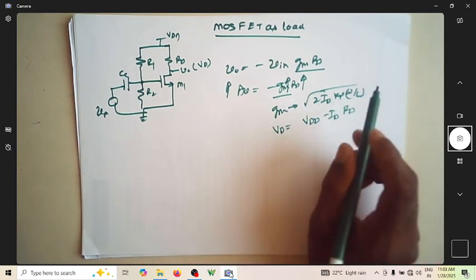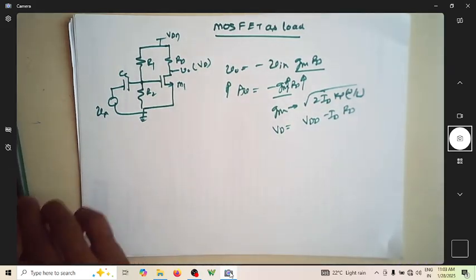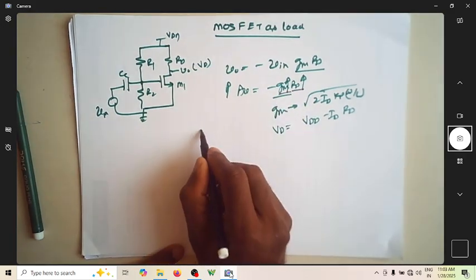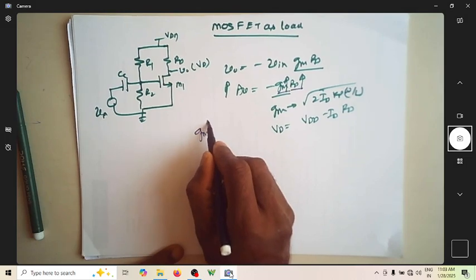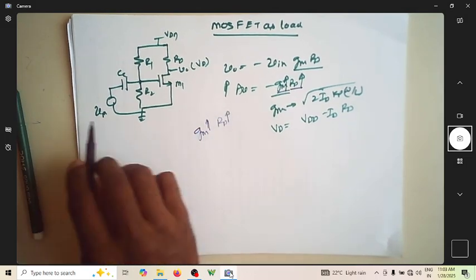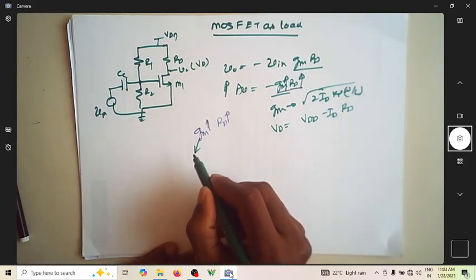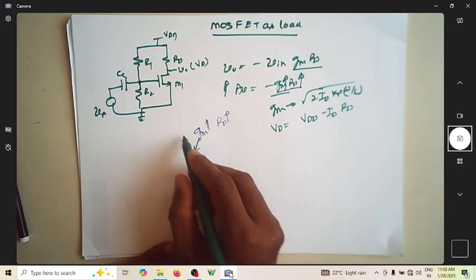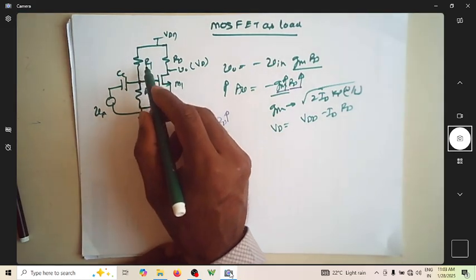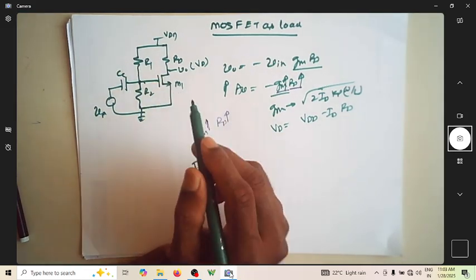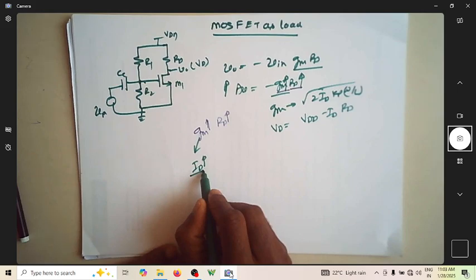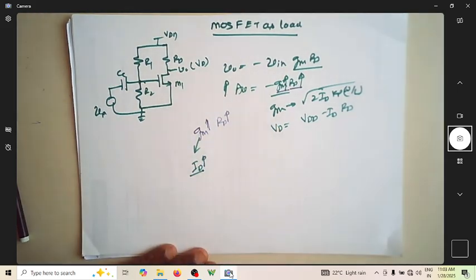Now let us try to find out the impact of increasing the gain by increasing either RD or gm. How can you increase gm? gm can be increased by increasing ID, and ID can be increased by using larger VGS or larger W by L and so on. Whenever this ID increases, AV will increase. Whenever this RD increases, AV will certainly increase.